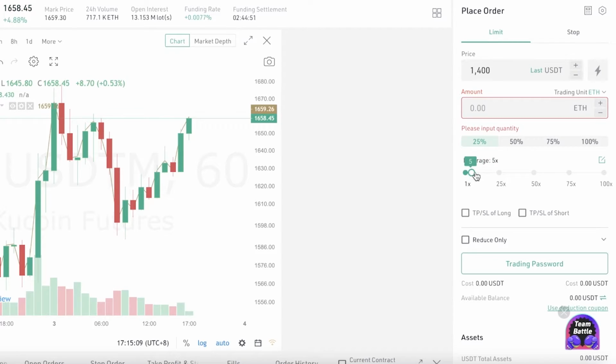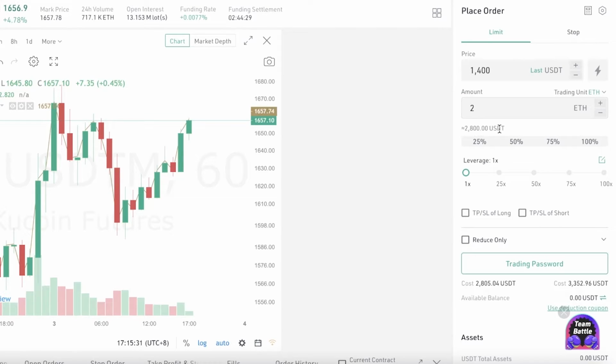So what is leverage? This is very, very important to understand, because leverage is something that could end up liquidating your entire account, and you don't want that. So make sure that you understand leverage. Now, I entered 2 Ethereum, that's around 2,800 USDT, and let's say I have 10,000 USDT in my futures wallet. So if I add 1x leverage, that basically means that I'm trading that 2,800. And if I lose that trade, or if I make a mistake and the trade doesn't go how I anticipated, then I would lose that 2,800.